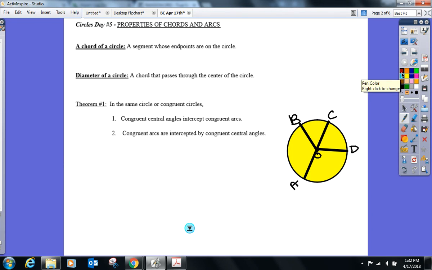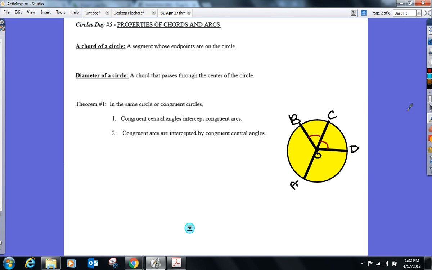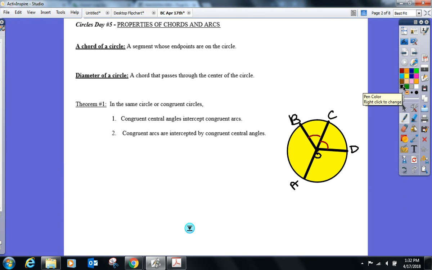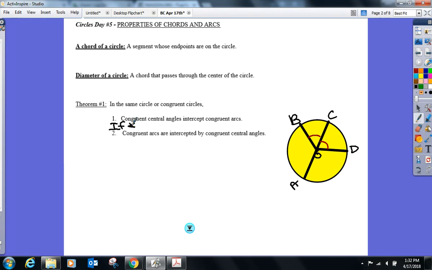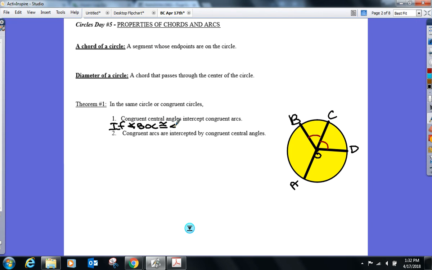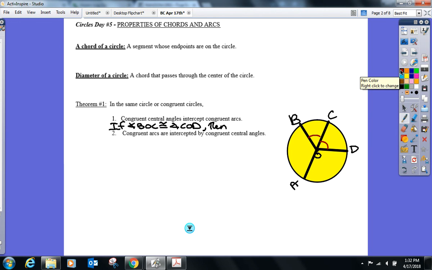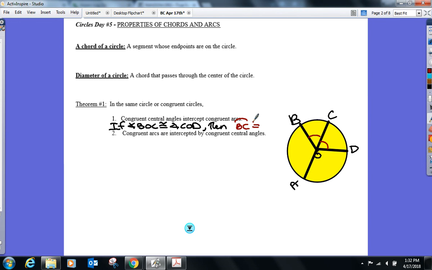Here's what the first fact says. If you have two central angles that are congruent, and what I'm going to give you is that angle BOC and angle COD are congruent, then their arcs are congruent. That's what this first theorem says. So which two arcs would be congruent for us? Arc BC is congruent to arc CD.